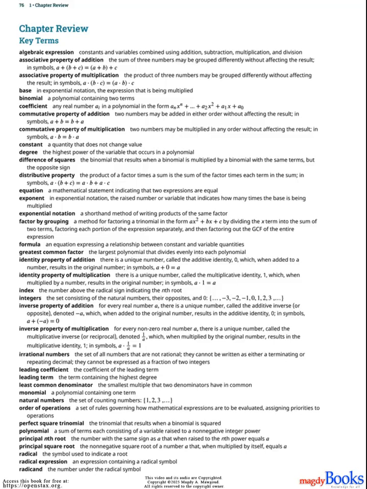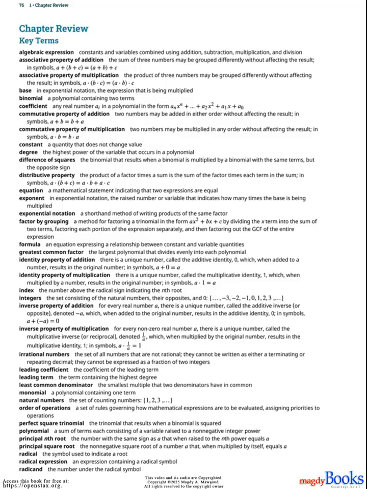Chapter 1 Review. Key terms. Algebraic expression. Constants and variables combined using addition, subtraction, multiplication, and division. Associative property of addition. The sum of three numbers may be grouped differently without affecting the result.